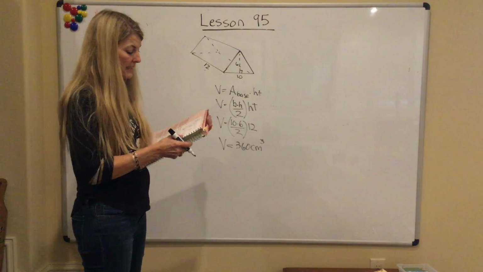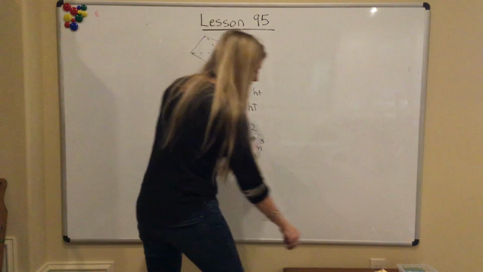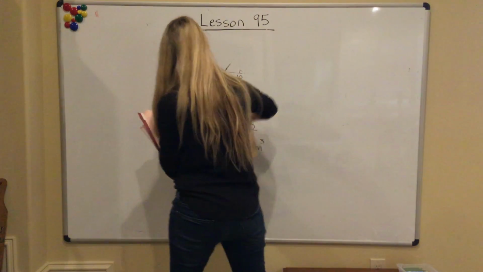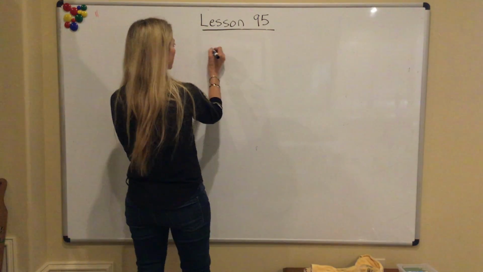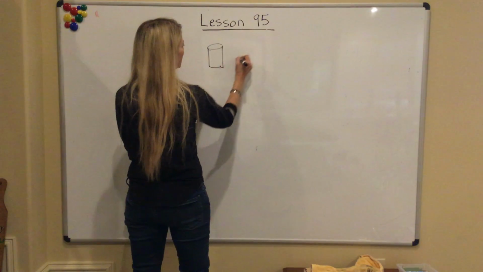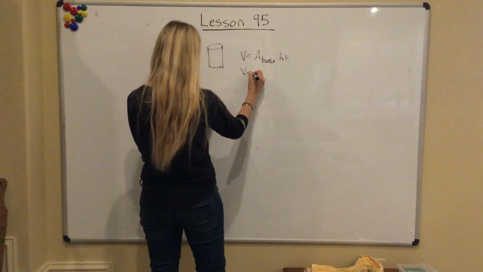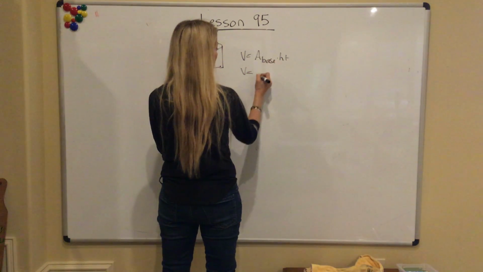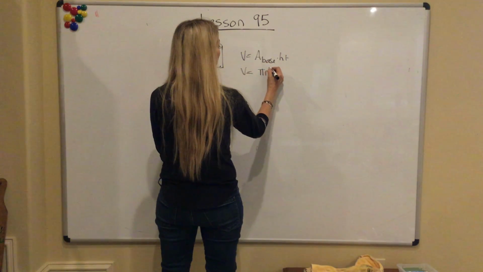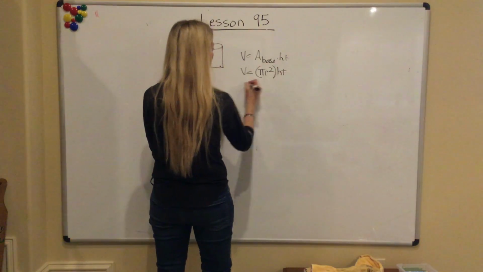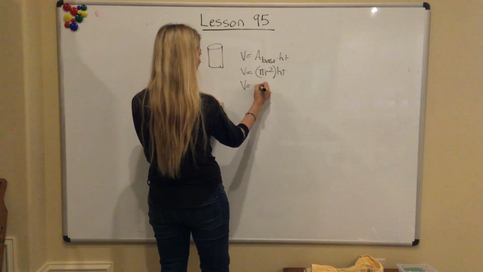All right. C says it's a cylinder, says to leave pi as pi. All right. This one, we got a cylinder. Volume equals area of the base times the height. What's the area of the base for a circle? It's pi r squared times the height. So now plug in your numbers. Okay. It says to leave pi as pi, so we have pi.